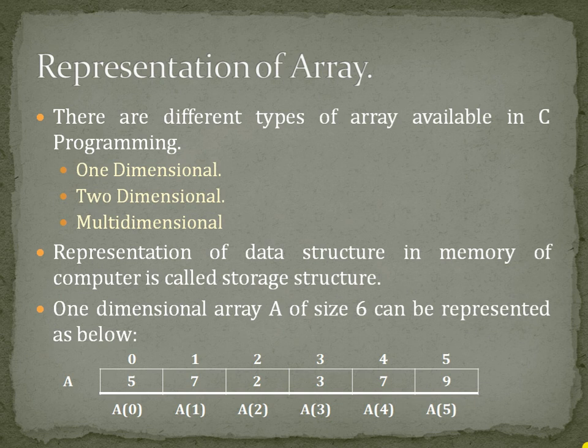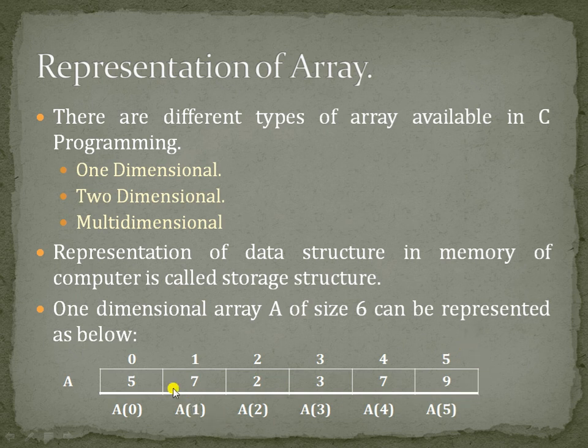Representation of array. There are different types of arrays available in C programming: one-dimensional, two-dimensional, and multidimensional. Representation of a data structure in the memory of a computer is called storage structure. A one-dimensional array A of size 6 can be represented as below. As you can see over here, in the computer's memory it can be represented like this. This is the name of the array. Index value starts with 0, 1, 2, 3, 4 and 5. The last index will be size minus 1. So 6 minus 1, it will be 5.